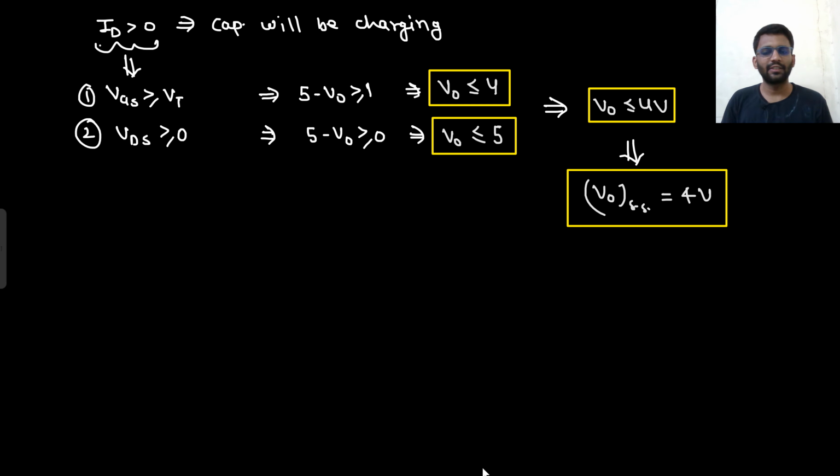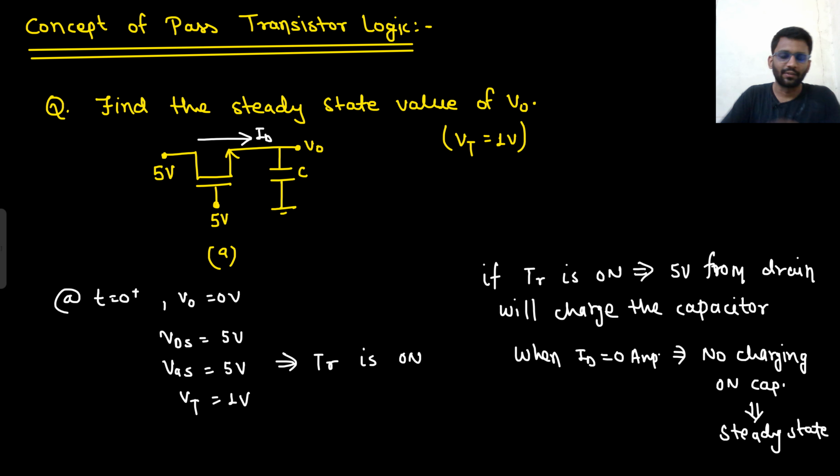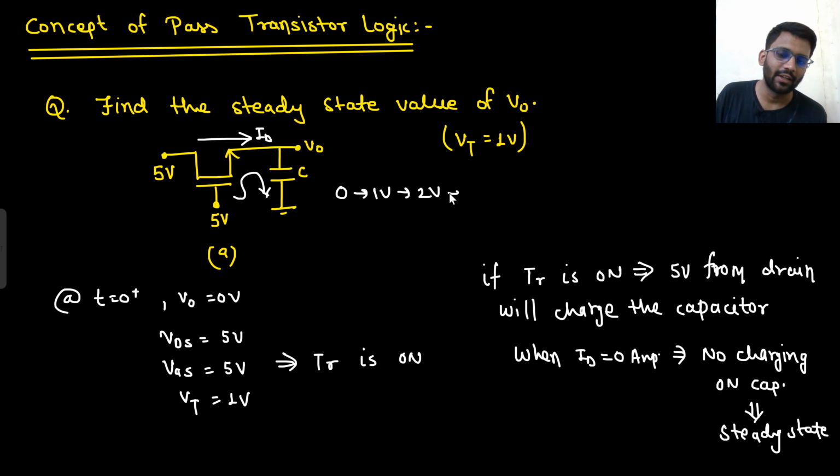So this is the simplest method to find the steady state voltage. Now I will give you the intuition. Initially I know that the transistor will be turning on. If the transistor is turning on, this 5 volt will charge this capacitor in this direction. Now this capacitor will start rising. First from 0 it will go to 1 volt, then 2 volt, then 3 volt, then it goes to 4 volt.